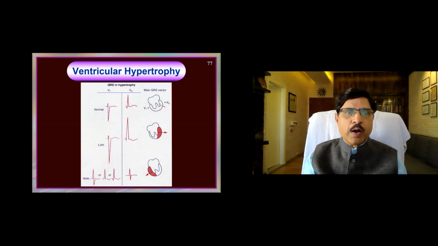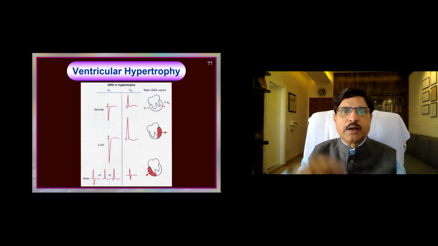Now normally V1 is a downward stroke, the S wave is the prominent wave. And in V6, the R wave is the prominent wave. This is a normal pattern. So when they are like that, how do I know whether they are enlarged or not? Then you require a measurement.